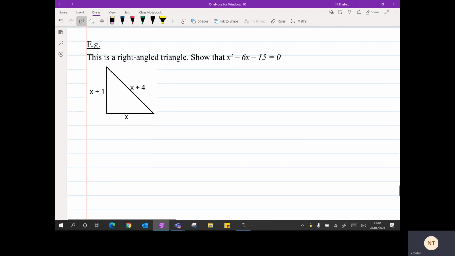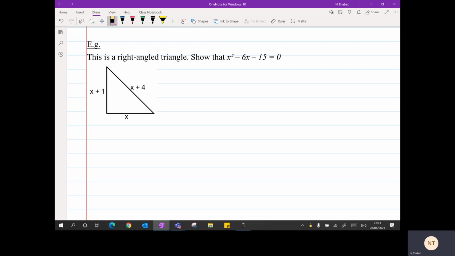The final question relates to a right-angled triangle. So this is a right-angled triangle. Show that x squared minus 6x minus 15 equals 0. We've already discussed that the perimeter, adding them all up, is not going to give you a quadratic. We know that the area gives a quadratic, but they haven't given you a value for the area. They haven't said the area of this triangle equals, and therefore you can't use area.